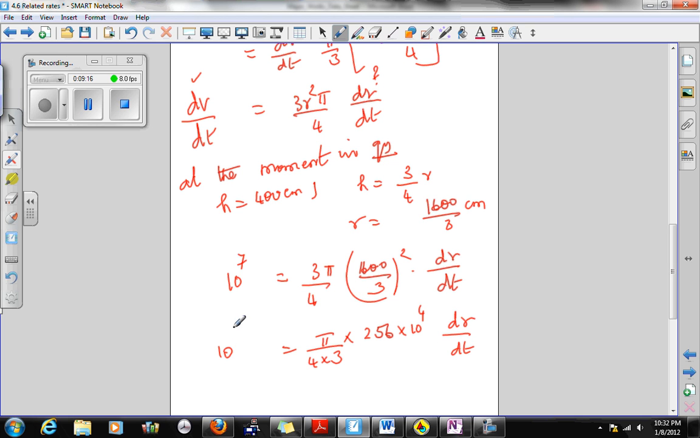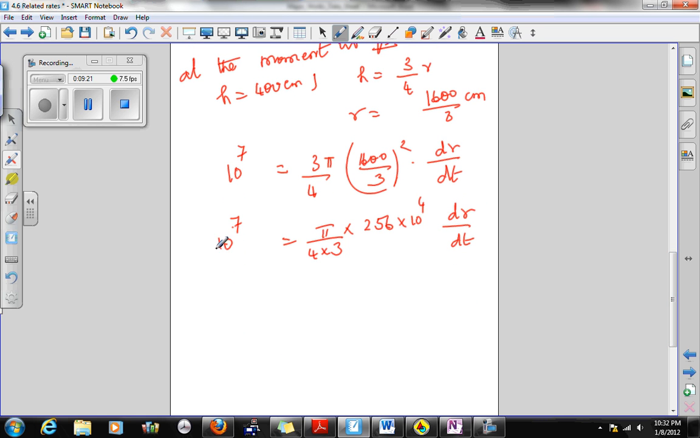So what do I have? 10 to the 7 equals that. Looking at 10 to the 7 on the left hand side and 10 to the 4 on the right hand side, we can cancel out 10 to the 4 from both sides. So 10 cubed is equal to pi over 4 times 3, and along with the 256, you can cross out 4 with the 256, so it would be 64 pi divided by 3 times dr over dt.